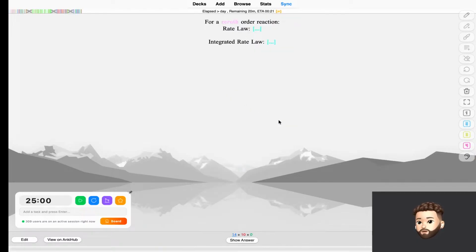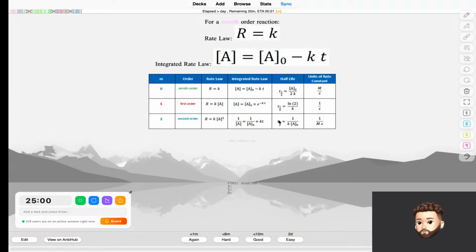For a zeroth order reaction, the rate law is going to be rate is equal to k, pretty much. Integrated rate law. I don't remember what the integrated rate law was.